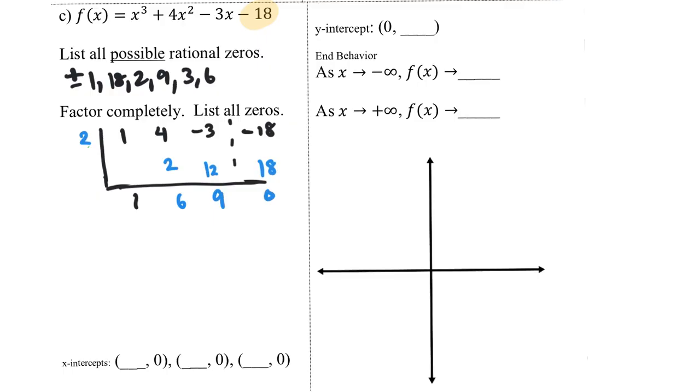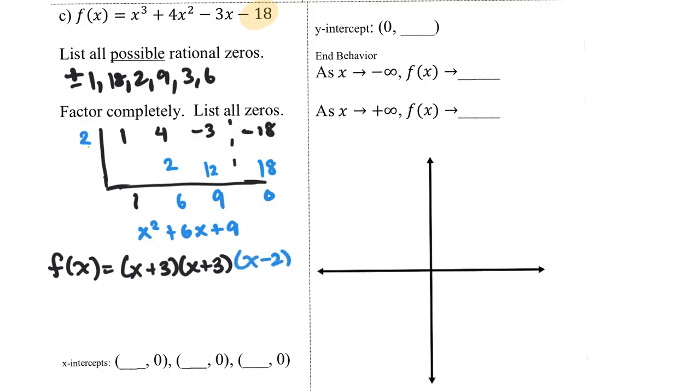What am I trying to do? Fully factor this. I'm going to rewrite this polynomial: x squared plus 6x plus 9. If I do x squared plus 6x plus 9, what is that? 3 times 3? And then I can't forget my original 0 was positive 2, so the third factor is x minus 2. Okay, so this is my fully factored answer.